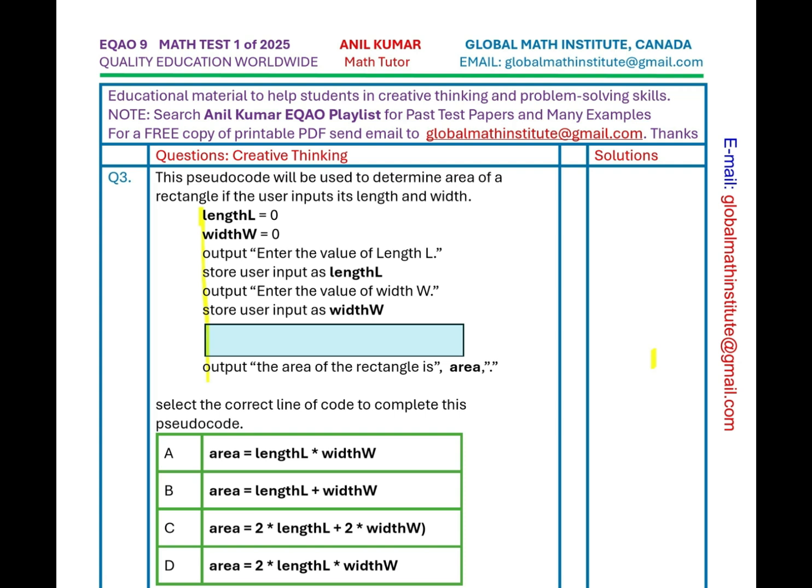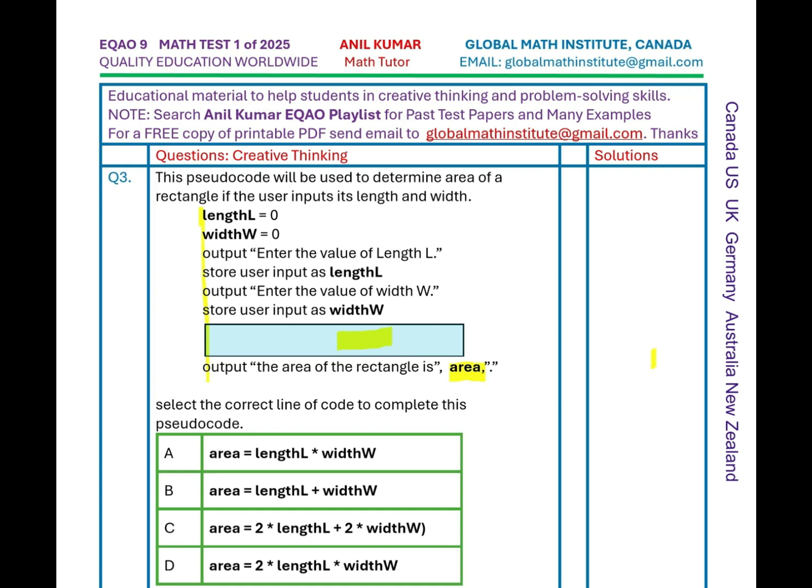Output, enter the value of width W. So this time width has been entered by the user, and store user input as width W, and that is stored in width W. So output, the area of the rectangle is area. So area is a variable which will be outputted here. What is that?